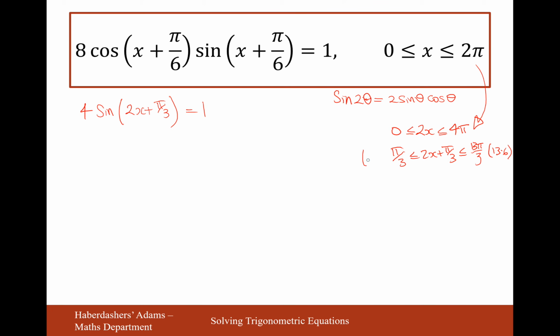And pi by 3 is approximately 1, because pi is 3.14, so it's about 1. So anything above 1 I'll check. Okay, so the next thing I think I'll do is I'll substitute in y for 2x plus pi by 3. So I'm going to write next sine y is equal to 1/4.